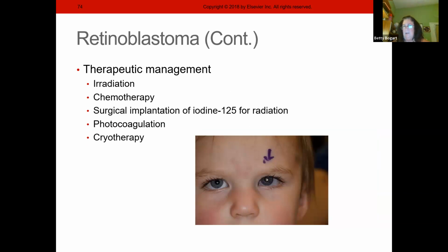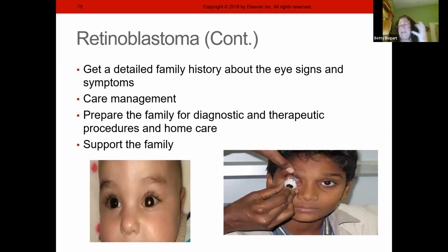Many times you have to go beyond that and you have to take the whole eye out. And if it's contained, we get the eye out. This kid will get a prosthesis eye.